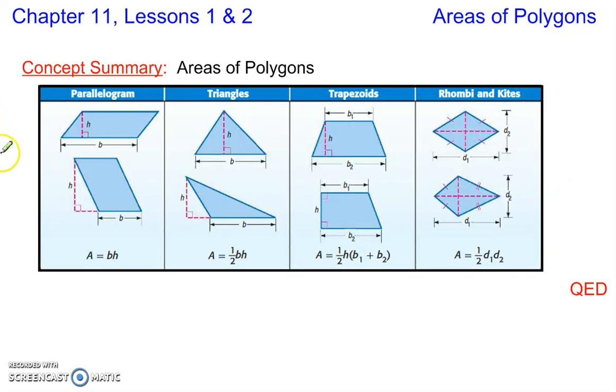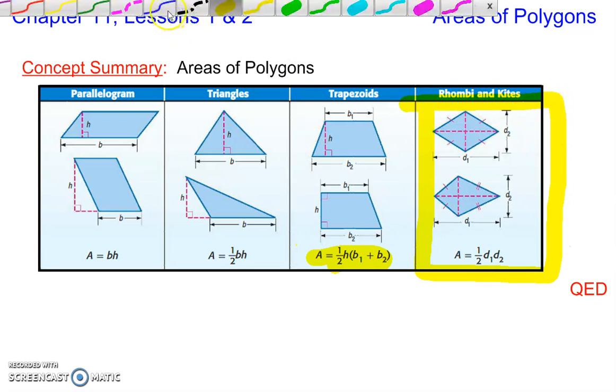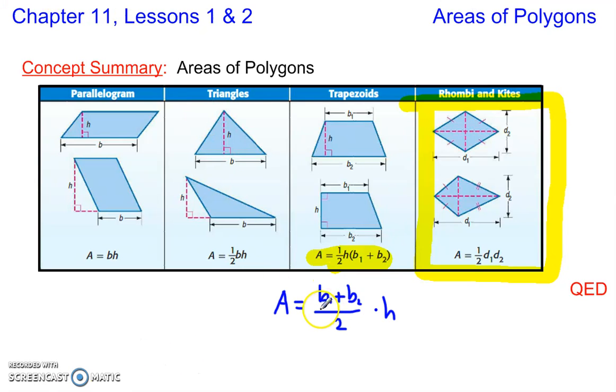Okay, here's the summary. If you want to copy this down to your notes, especially this one right here, this is the new one, and I know this one can be tricky at times. Again, quick reminder, this is how I do it. I like to think of it as the average of the two bases times the height, but whichever way you approach it, that's up to you.